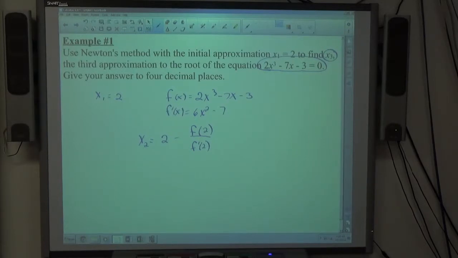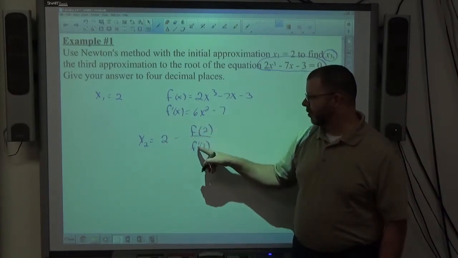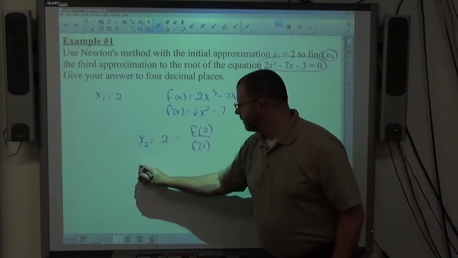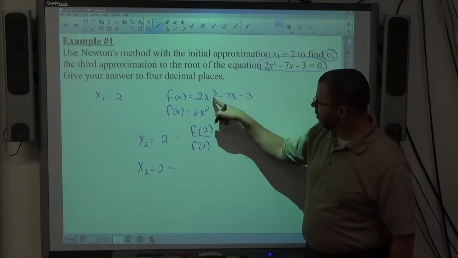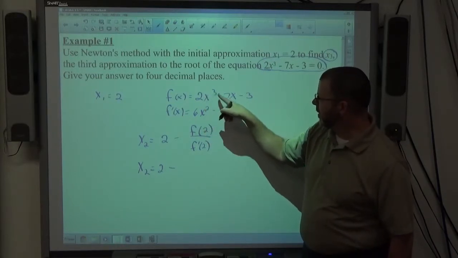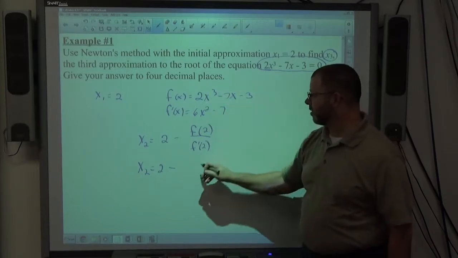That is actually what Newton's method is. That little formula there is his method. Whatever your guess is minus f of that guess over f prime of that guess. Now, f of that guess is just f of 2, so if I put 2 in place of all the x's, 8 times 2 is 16, 7 times 2 is 14, 16 minus 14 is 2, minus 3 is negative 1.